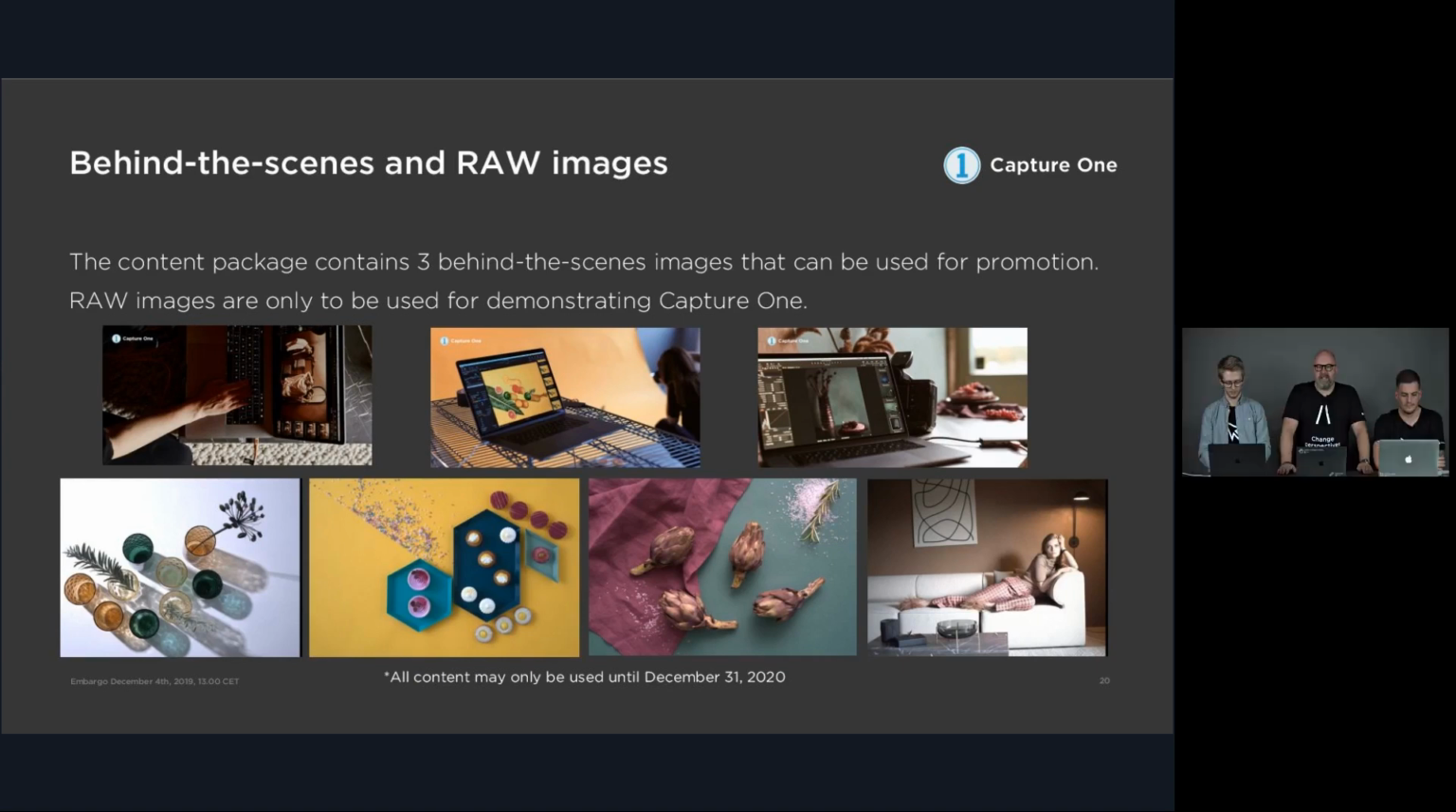Behind the scenes photos and raw images. So you get 3 behind the scenes images that you can use freely. And then you will get the raw image files that you can use for demonstration purposes. 3 of these files, I think you already showed in your demonstration, Jakob. But feel free to use these and import them into Capture One and play around with them. These pictures are chosen because of the special things that you can show features. I don't know if you can pick a few features, Alexander, that they're good for.